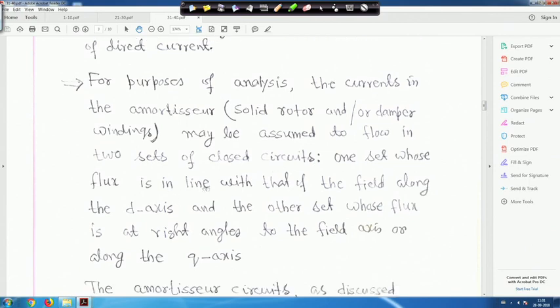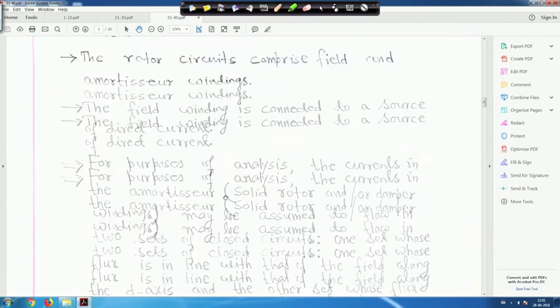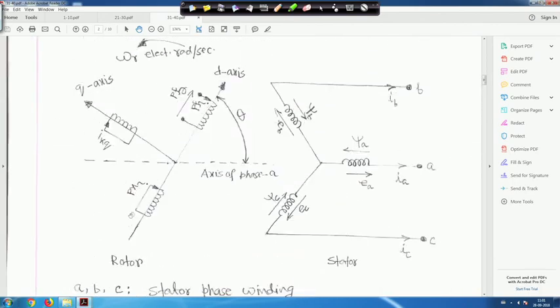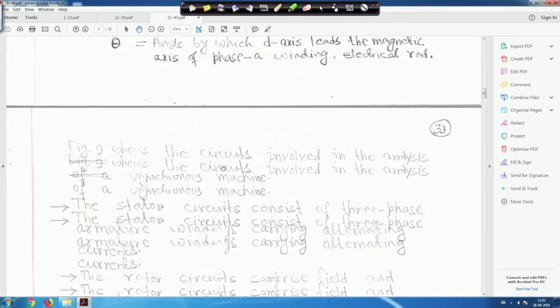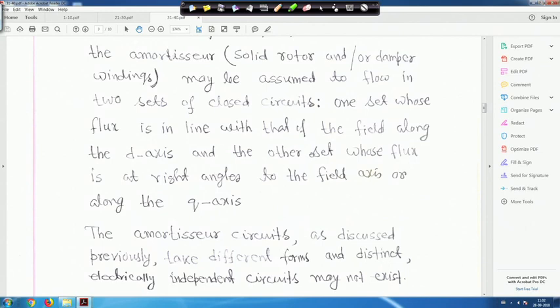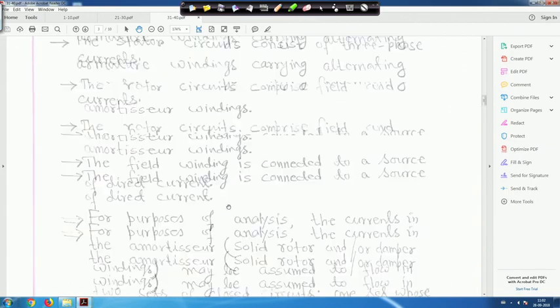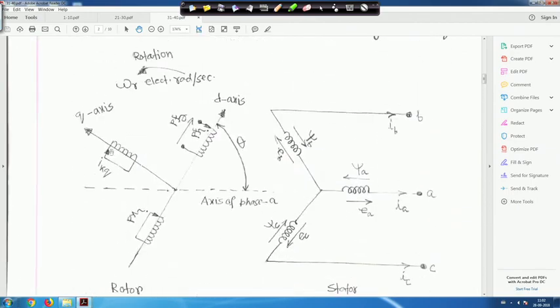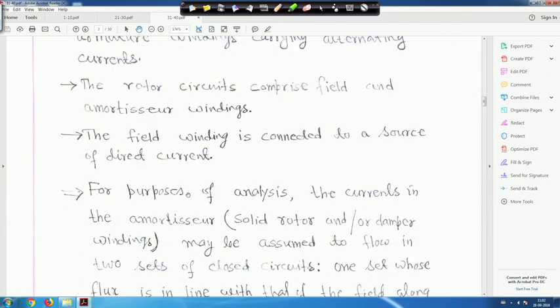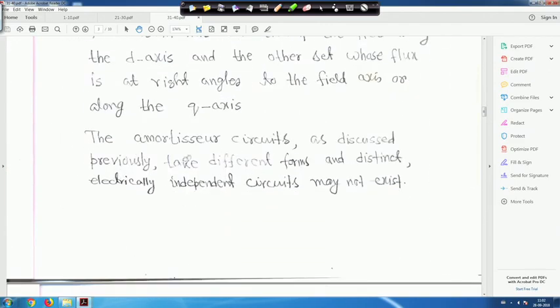One set whose flux is in line with the field, along the D axis, and the other set whose flux is at right angles to the field axis, or along the Q axis. That means it is either along the Q axis or at right angles to the D axis. The armature circuit, as discussed previously, takes different forms, and distinct electrically independent circuits may not exist.